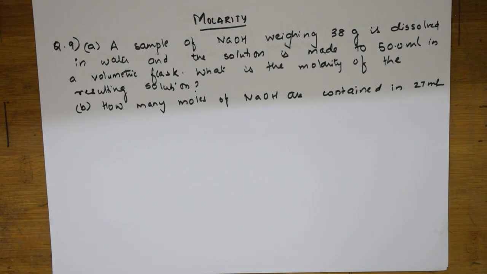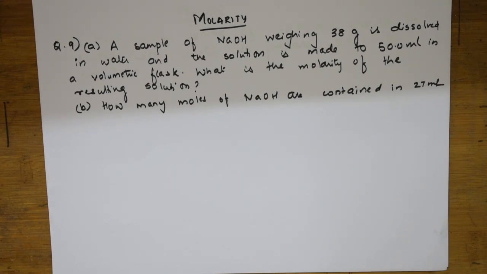In the next question, a sample of sodium hydroxide weighing 38 grams is dissolved in water and the solution is made up to 50 ml in a volumetric flask. Okay, what is the molarity of the resulting solution? Fine. How many moles of sodium hydroxide are contained in 27 ml?